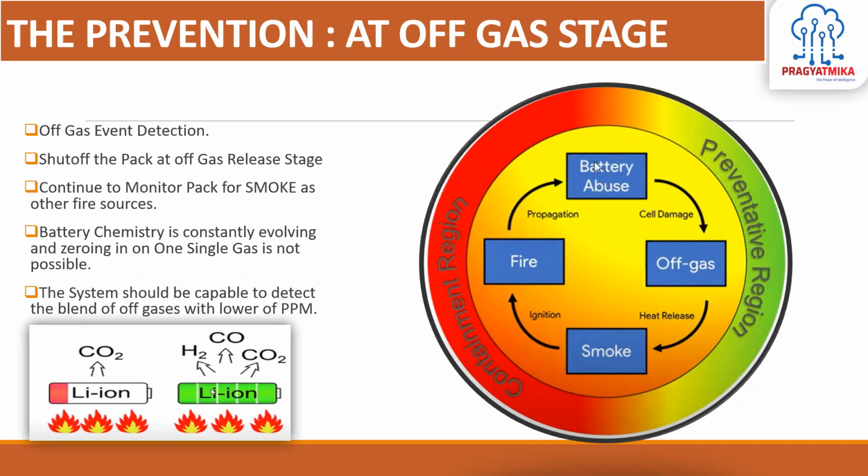And in many of the good packs, specifically for the larger electric vehicles and the storage battery packs, this has become a norm now. Sooner or later, it will come for the two-wheelers also. So be ready for these things. So that's what the discussion is. Whenever this off-gas event is detected, shut off the pack at the off-gas release state. That's what we need to do.